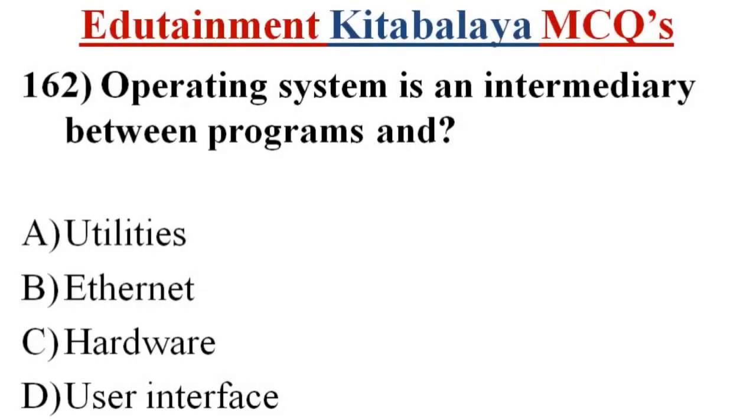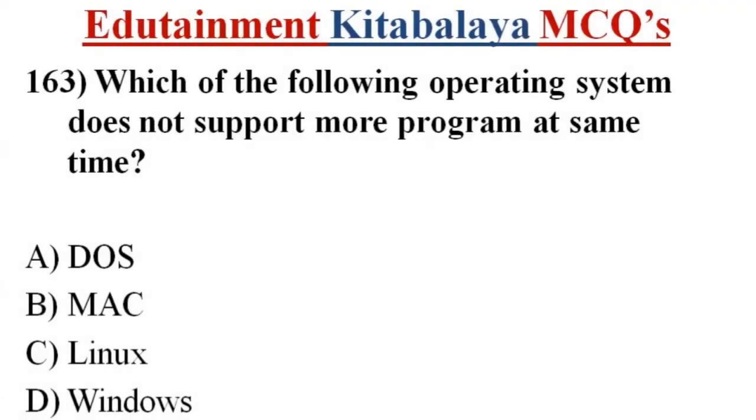Question number 162. Operating system is an intermediary between programs and? A. Utilities. B. Ethernet. C. Hardware. D. User interface. Correct answer is D. User interface.